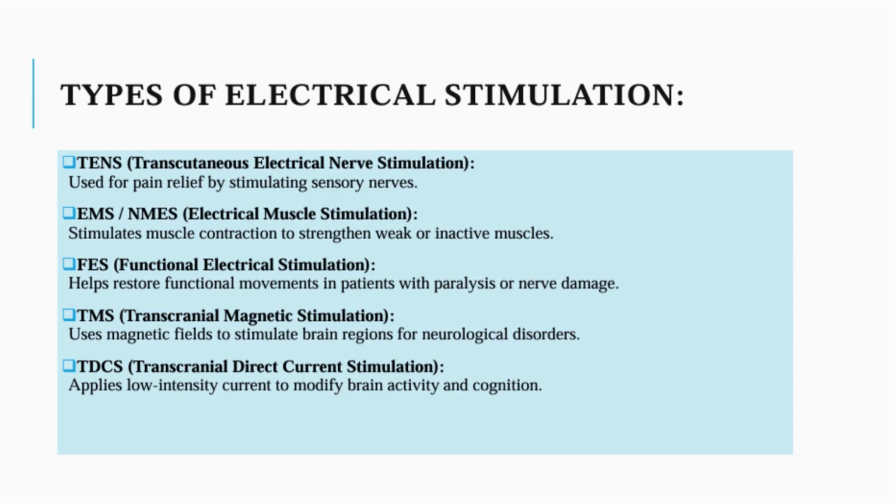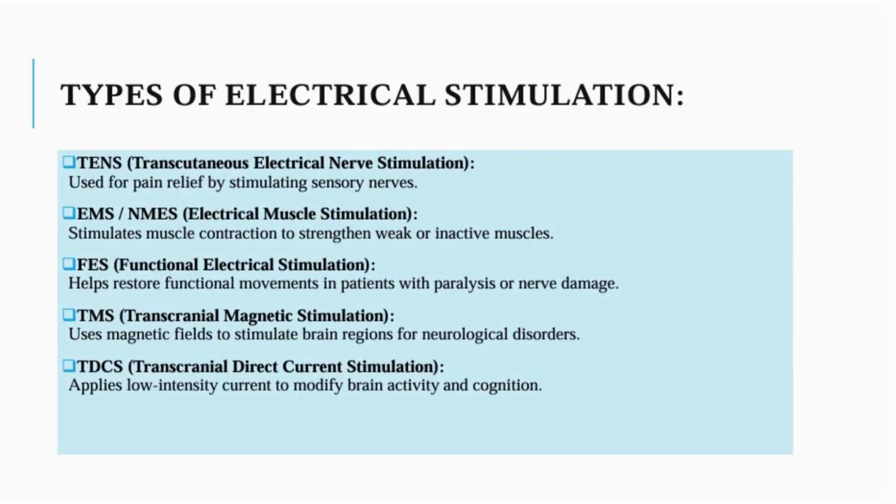The first is TENS, which is transcutaneous electrical nerve stimulation. It has been used for pain relief by stimulating the sensory nerves. The second one is EMS, also known as NMES, which is electrical muscle stimulation. It stimulates muscle contractions to strengthen weak or inactive muscles. The third one is FES, which is functional electrical stimulation. It helps to restore functional movement patterns in patients with paralysis or nerve damage.